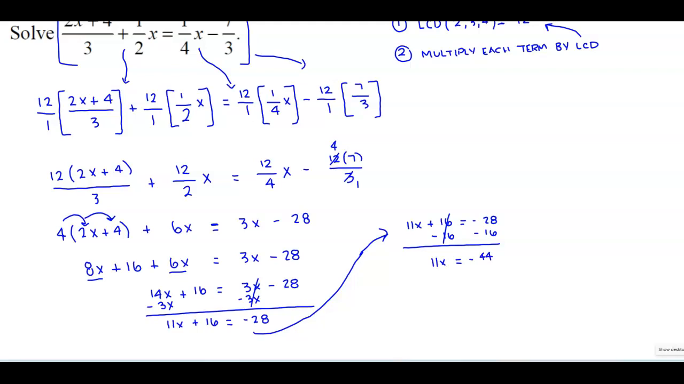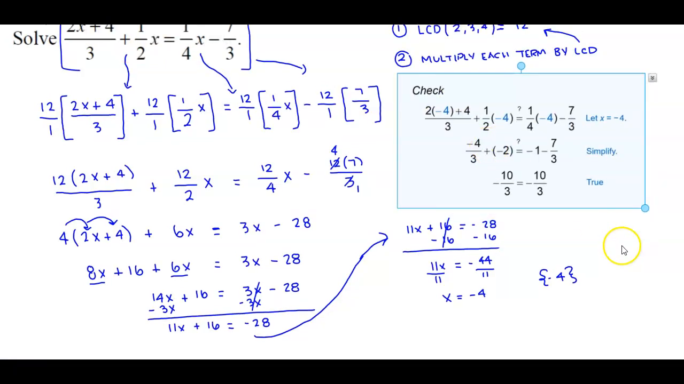And now, in order to solve for x, we're going to divide both sides by 11. And therefore, x is going to equal negative 4. And so the solution set for this equation is negative 4. Now, we can substitute that number back into the equation to check that our solution is correct.